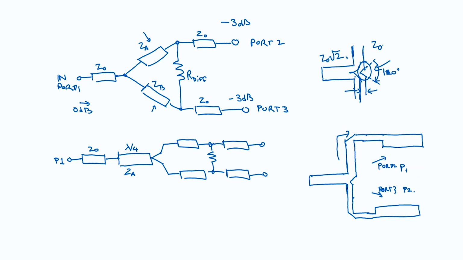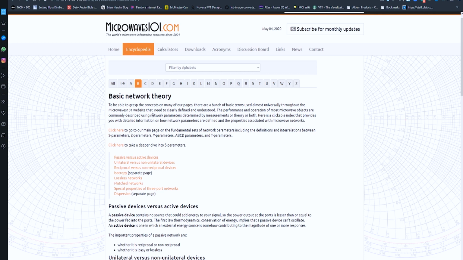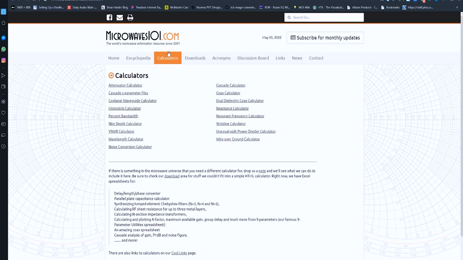Let's bring up a browser panel real quick here. I'm just going to, actually, I have it open already. Let me bring this over here so you can see it. Let's go to calculators on microwaves101.com, which is nice. They've provided all these wonderful calculators here, and they're based on all the wisdom over the ages, so they're trustworthy.